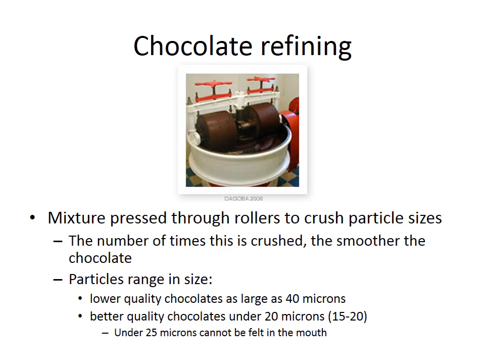So the particle ranges, the lower quality chocolates, they can be as big as 40 microns. 40 microns you can definitely feel as feeling grainy in your mouth. The better quality chocolates are going to be under 20 microns. So 25 microns, they say, is the limit as far as what you can feel in your mouth about it being gritty or not. 40 microns certainly is going to taste very, very gritty as you're eating that.